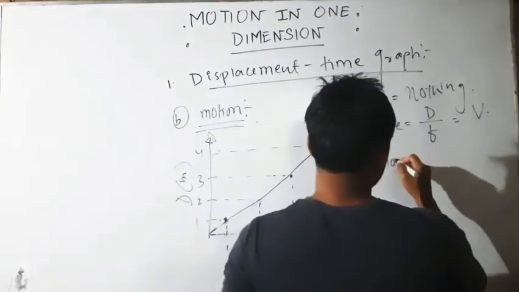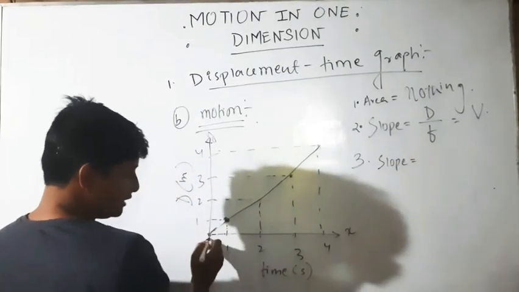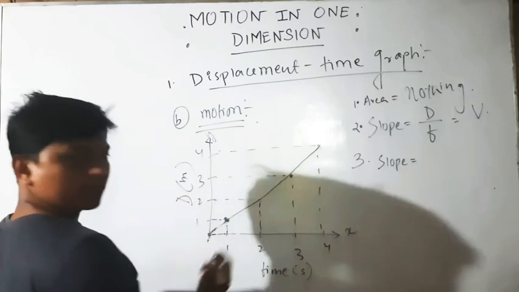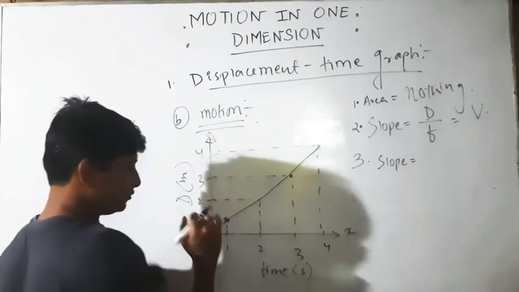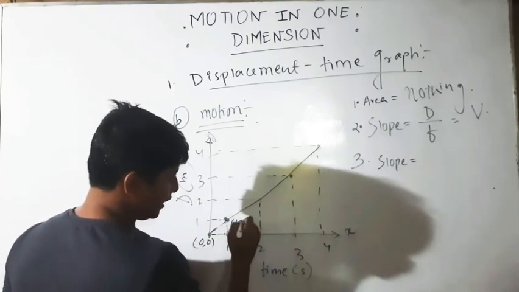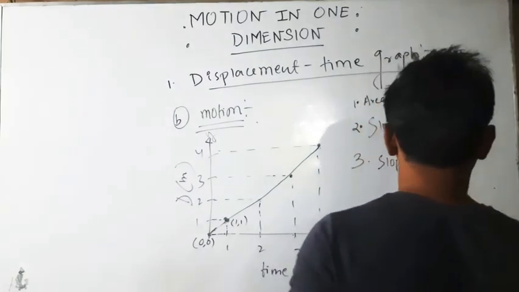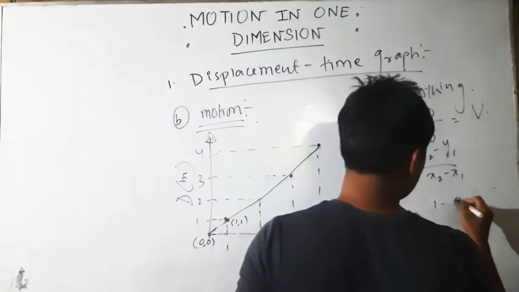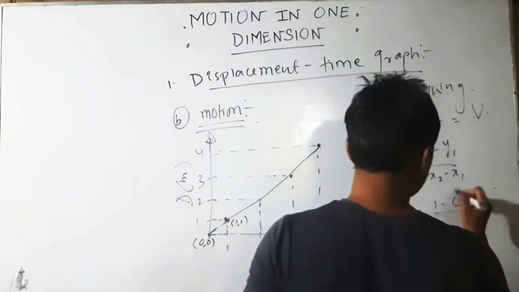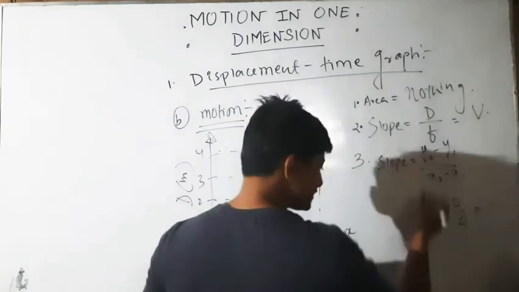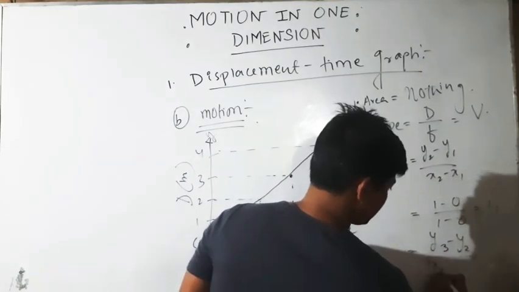If I find the slope here, say I have taken the first 2 points, from here to here. Here it is the origin, and you always know in a graph the origin is 0, 0. Y is 0, x is also 0. And here x is 1, y is 1. So if I apply the formula y2 minus y1 by x2 minus x1, it will be 1 minus 0 divided by 1 minus 0, which gives me 1.